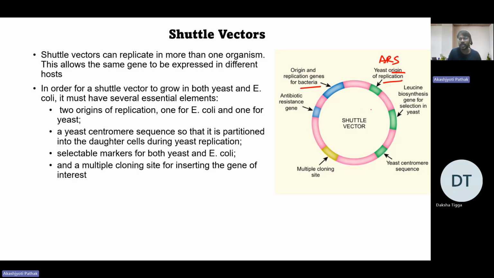And it also has an antibiotic resistance gene. It has a multiple cloning site, and it will also have a centromere sequence. This is important. It will have a centromere sequence so that when this vector is inserted inside the yeast cell and yeast division is taking place, the centromere is required so it can be divided into the daughter cell. So it will have two origins of replication, a yeast centromere sequence, and selectable markers for both yeast and E. coli. A leucine biosynthesis gene for selection in yeast and an antibiotic resistance gene for E. coli.